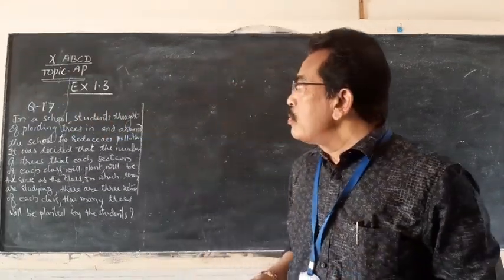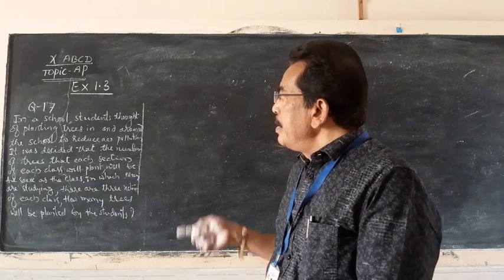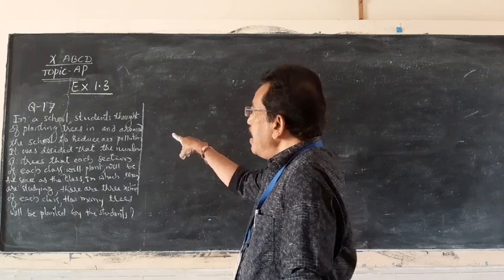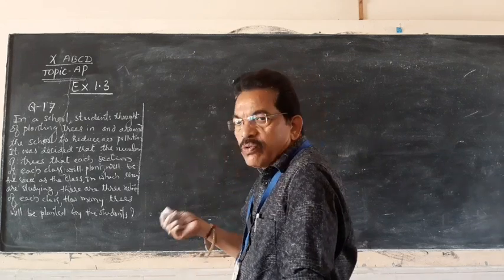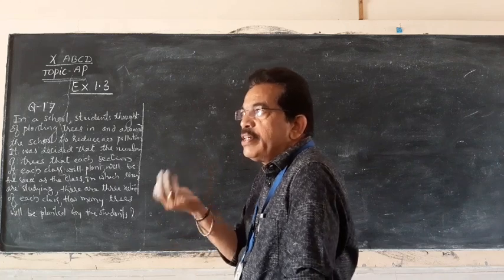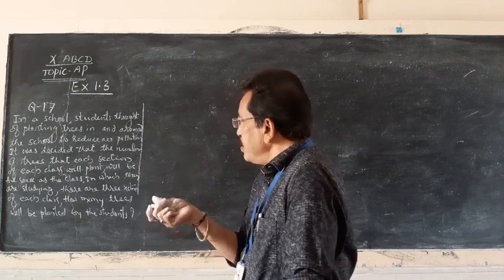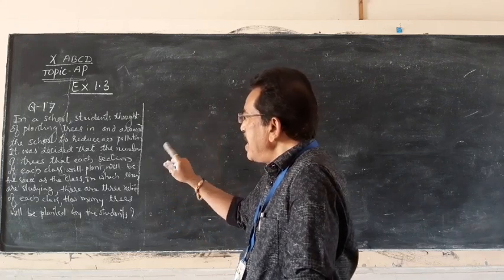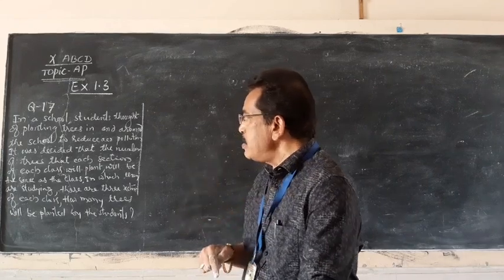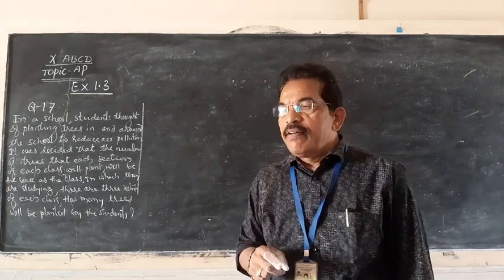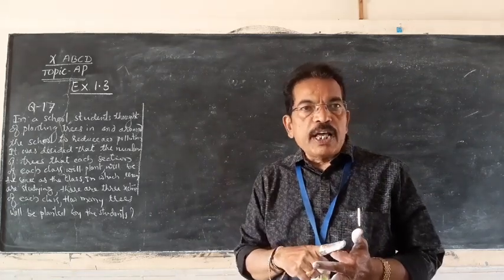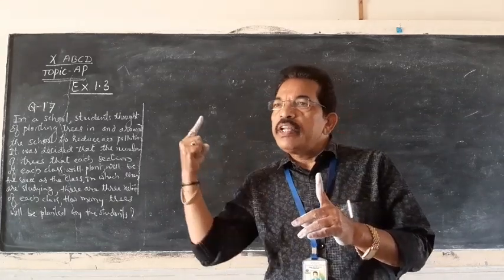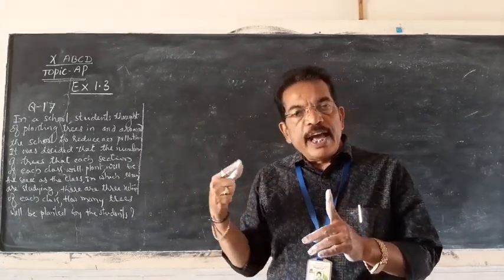Okay, now question number 17. In a school, students thought of planting trees in and around the school to avoid air pollution. It was decided that the number of trees that each section of each class will plant will be the same as the class number. For example, if the first class students plant one tree each, and there are three sections, that is 1 into 3, they have to plant 3 trees.